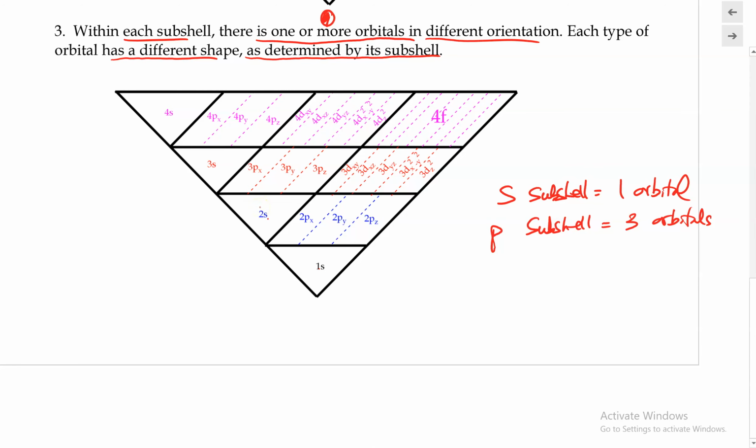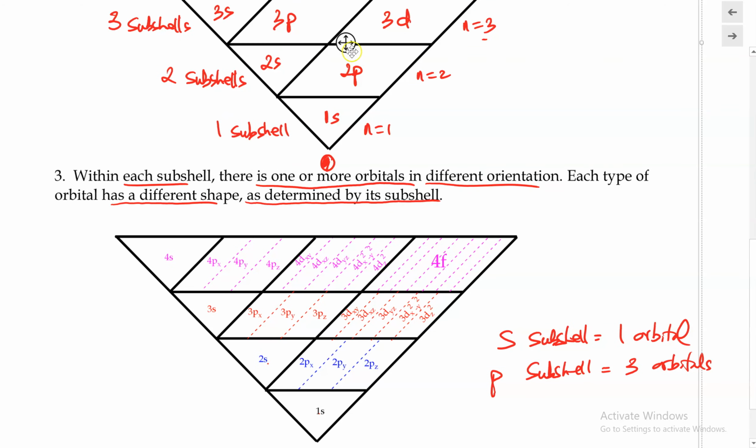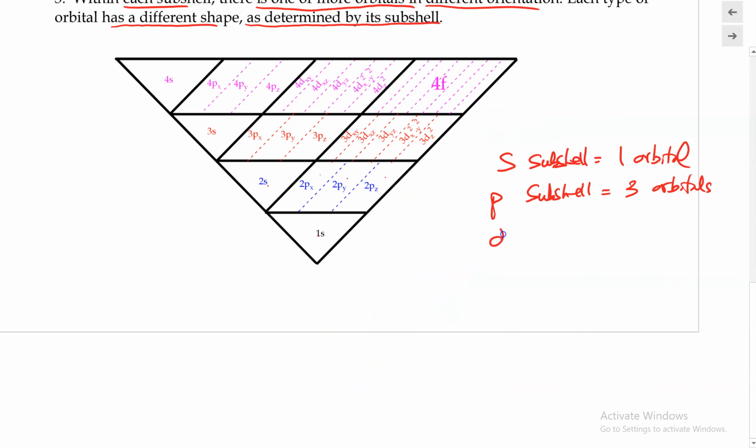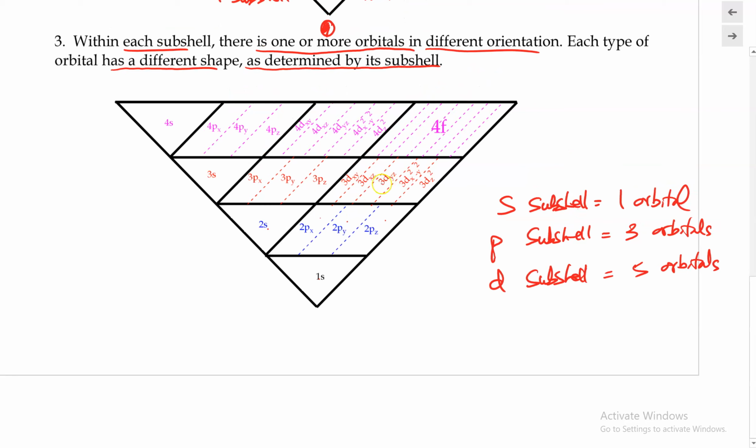Now moving on to the 2p that we have seen above, this is further split into 3 orbitals. That's what we see right here: each of these areas represents an orbital. Similarly, the d subshell consists of 5 orbitals, and we can call them 3d orbitals and so on. So here is an example: on the third principal shell there is the 3d subshell, and this 3d subshell is further split into these 5 different areas representing the 5 d orbitals. And lastly, the f subshell.